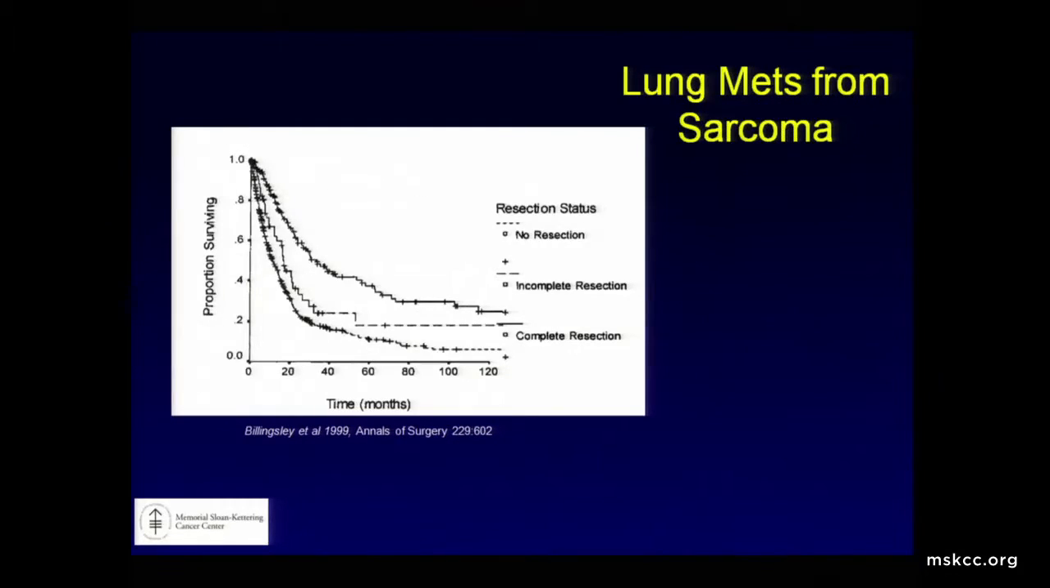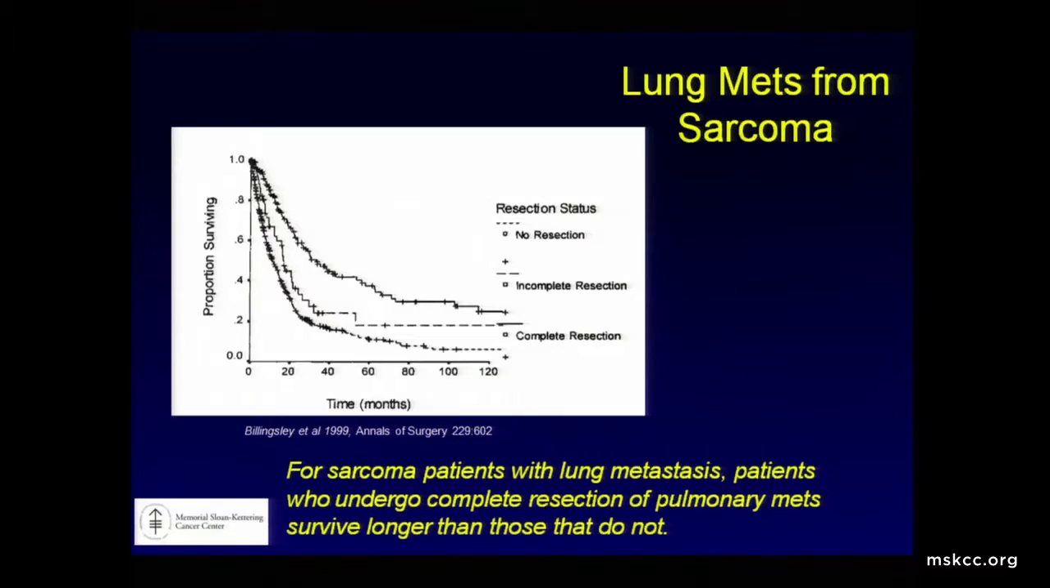This was even more true for lung mets from sarcoma, and you can see that the resection status made a big difference. If you were able to completely resect the lung metastasis, those patients did the best compared to those who had incomplete resection or no resection at all. So again, like the liver for sarcoma patients with lung metastasis, those who undergo complete resection survive longer than those that do not.